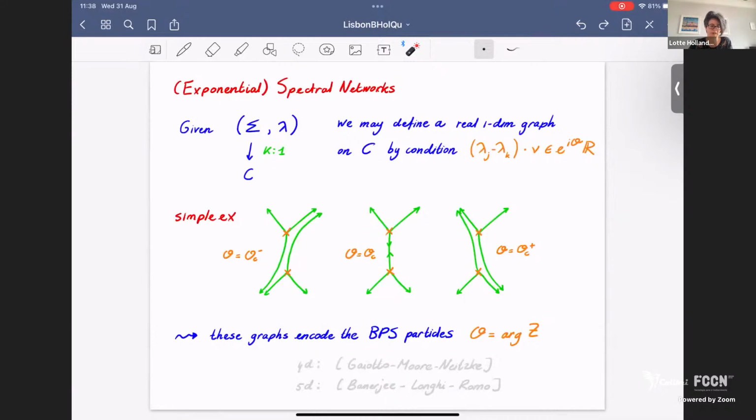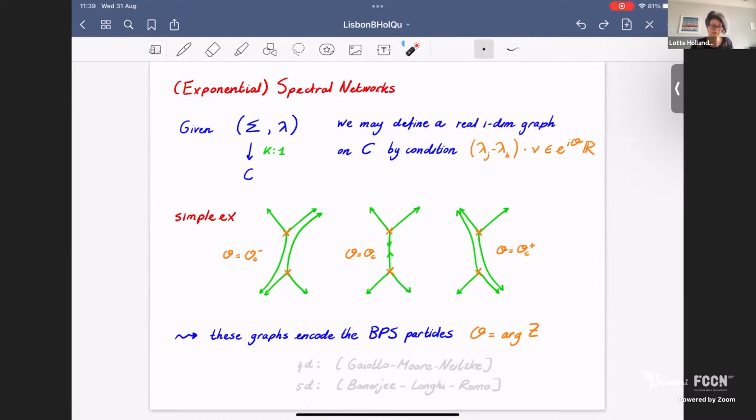Right, so let me introduce to you now what a spectral network is. In the context of four-dimensional N=2 theories, these objects are called spectral networks. In the context of the five-dimensional theories, these are sometimes called exponential spectral networks or exponential spectral BPS graphs. In the four-dimensional world, this was all defined by Gaiotto, Moore, and Neitzke. In the five-dimensional setup, there is a long series of works by Banerjee, Longhi, and Romo, which studies various aspects of these exponential spectral networks, and in particular computes the BPS spectra for various interesting examples of five-dimensional N=1 theories.